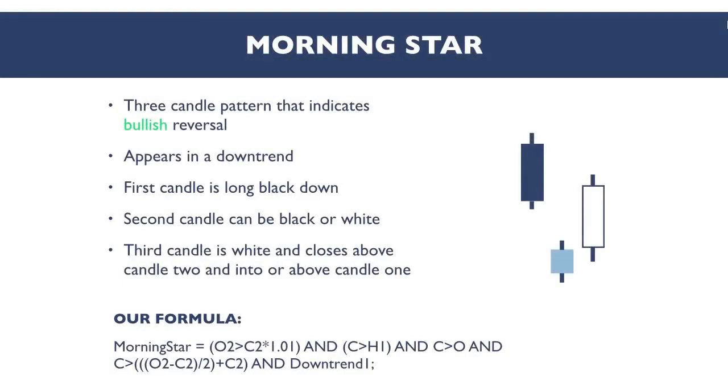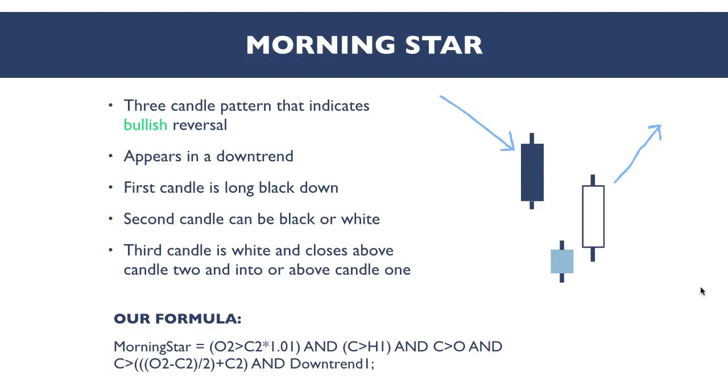The morning star candlestick pattern is different from what we've seen so far because this is a three candle pattern. The morning star should appear in a downtrend and it indicates a potential bullish reversal. The first candle in a morning star should be a long black down candle. The second candle can be either black or white, and then the third candle should be a white strong up candle, which closes above the second candle and into or above the first candle.